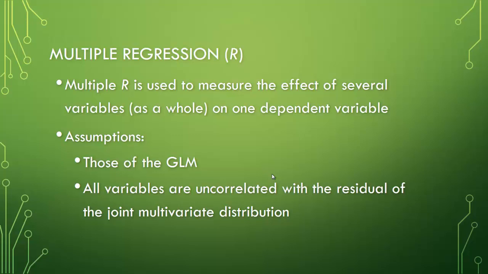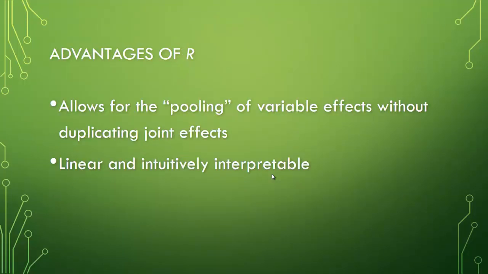Also, all variables should be uncorrelated with the residuals of the joint multivariate distribution. So this is a check that residuals are a result of random error rather than some sort of systematic process. What we like about multiple regression is it allows us to disentangle the unique and individual contributions of individual predictor variables by pooling variable effects without duplicating joint effects. So what that means is we can control for and attempt to tease out those individual contributions of a predictor onto the dependent variable.